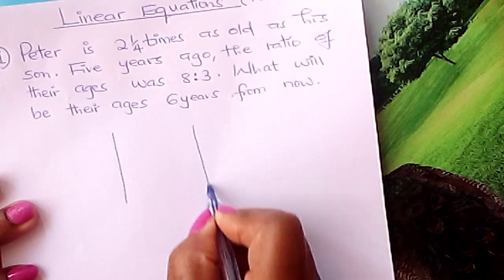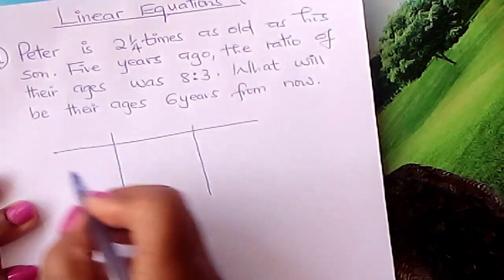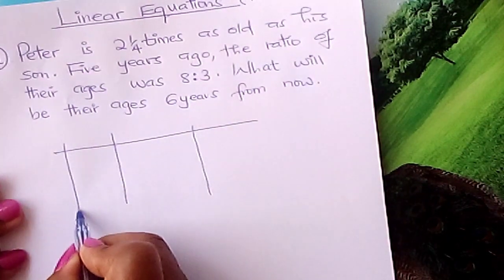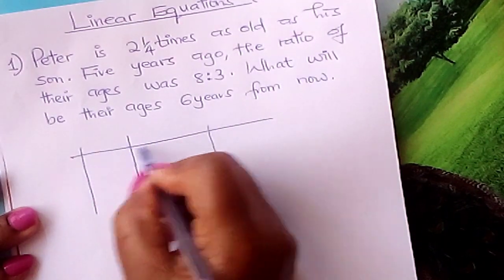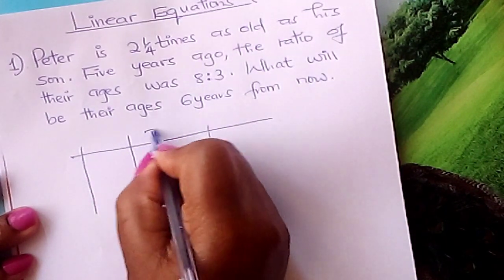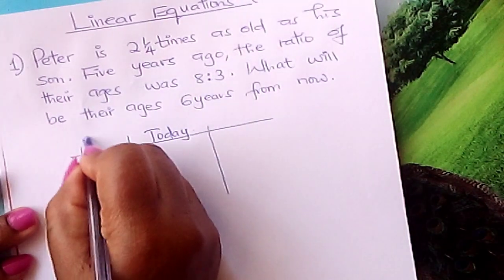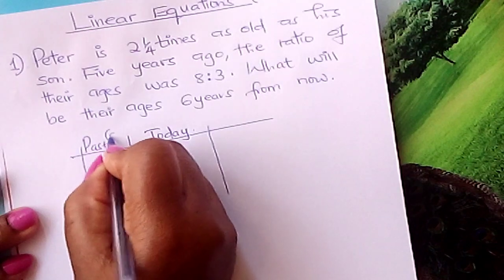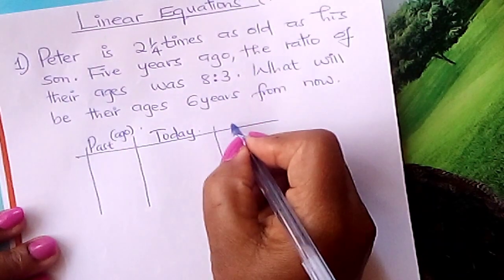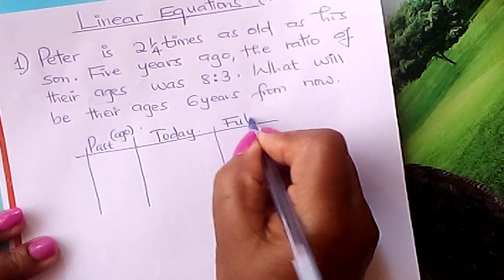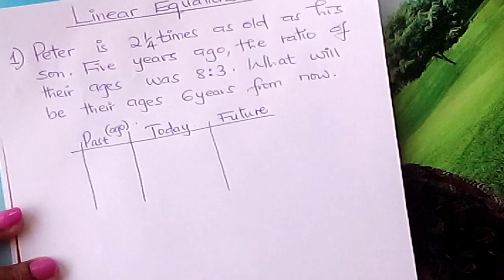You make 3 columns like that. In the middle you write today, or their present ages. Here you write past or ago. And here you talk about the future. 3 columns like that. So what are we told?